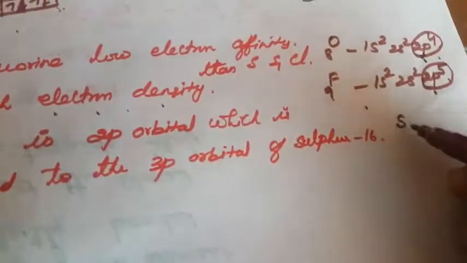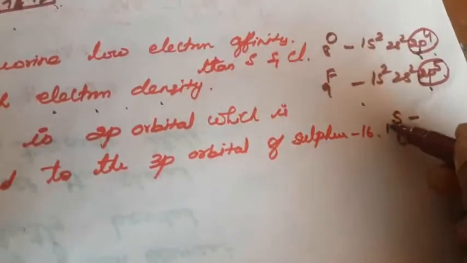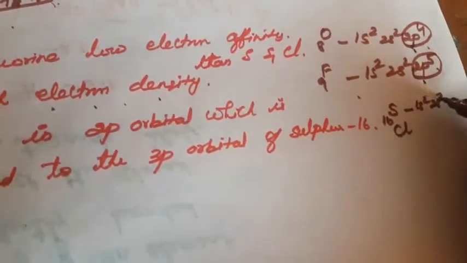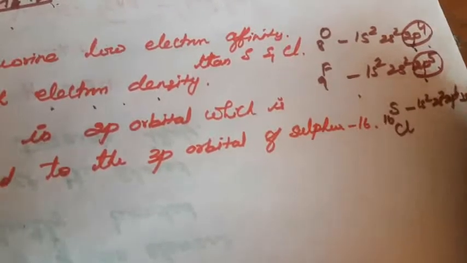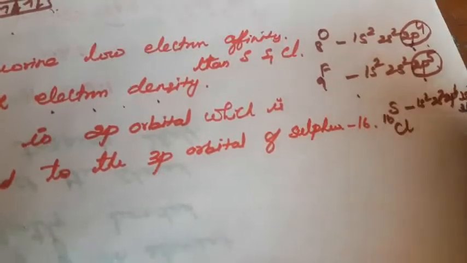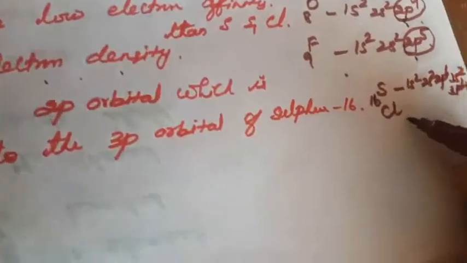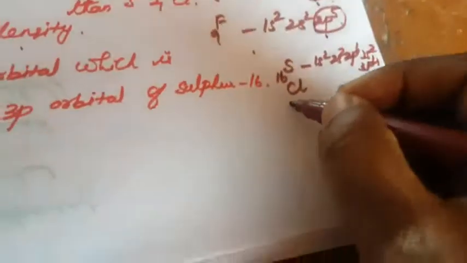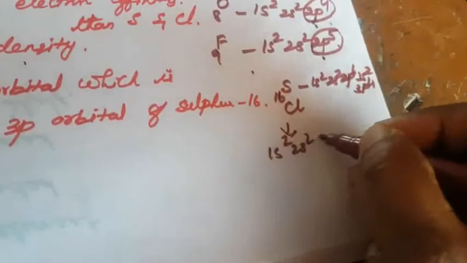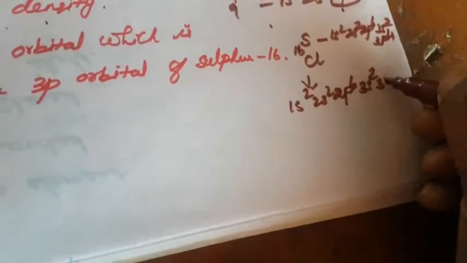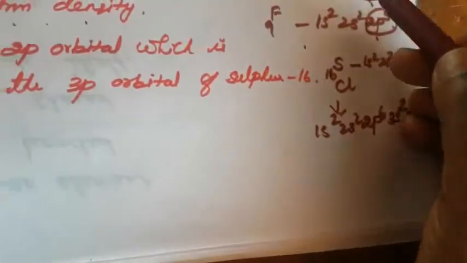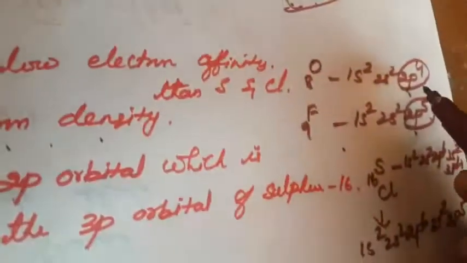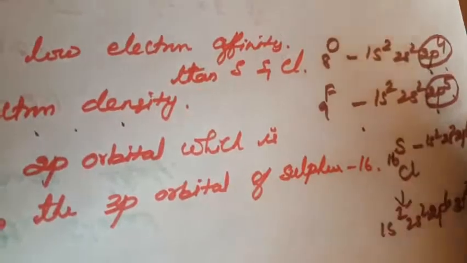When compared to sulfur and chlorine: sulfur atomic number 16, 1s2, 2s2, 2p6, 3s2, 3p4. Chlorine is 1s2, 2s2, 2p6, 3s2, 3p5. So that is the reason: this is small in size, meaning it is very compact. So there is less tendency to accept that electron.